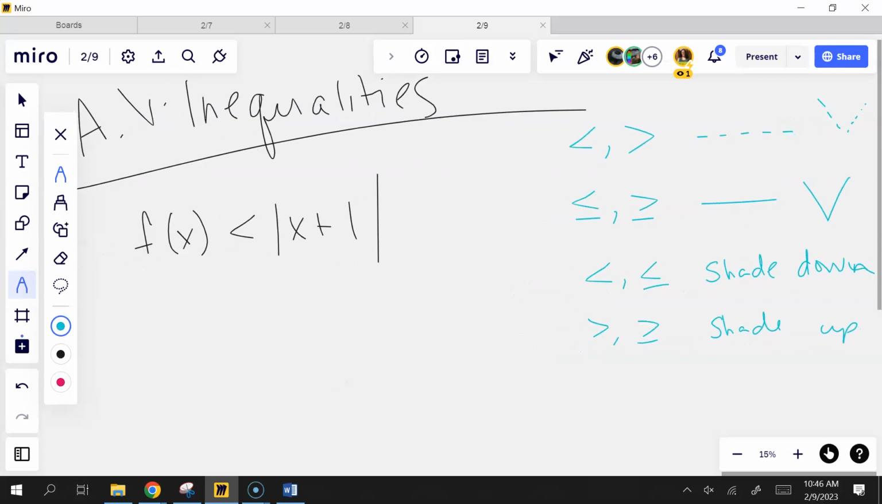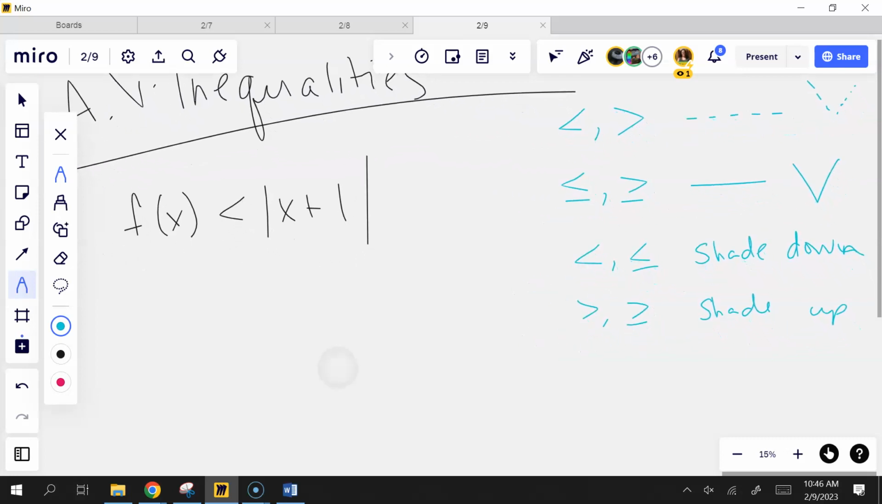Prepare. Before I graph this, is my line going to be solid or dashed? Dashed. Am I going to shade up or down? It's going to be below. That's exactly right. I'm going to shade down. All right. Nothing to it. No. Let's do vertex first.